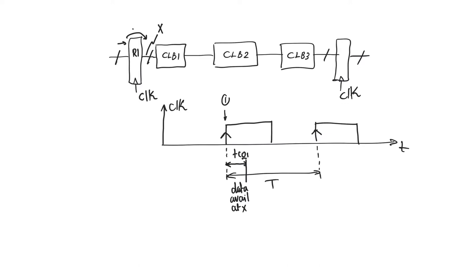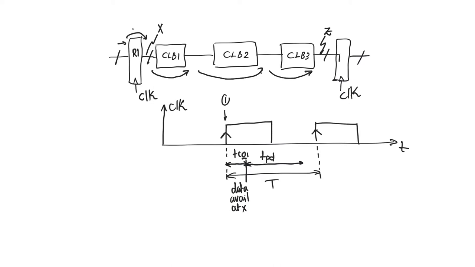Now, we want the data that exits CLB3 at node Z to be available before the next clock edge. So we have to allow time for the data at node X to pass through CLB1, CLB2, and CLB3. So we have to give enough time to allow for T propagation delay. What is T propagation delay? It is whatever combinational delay or propagation delay exists between the two registers. In this case, the three logic blocks, CLB1, CLB2, and CLB3, are in cascade with each other, and therefore we add their delays to arrive at TPD.